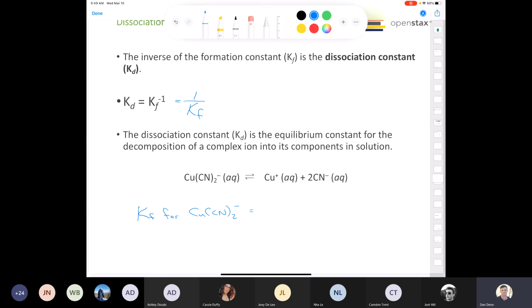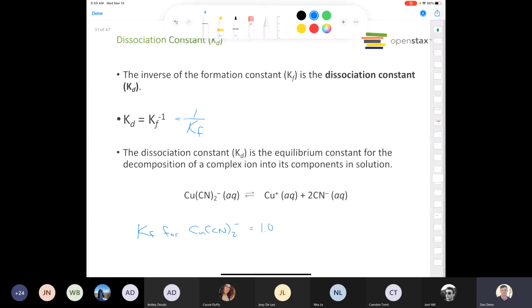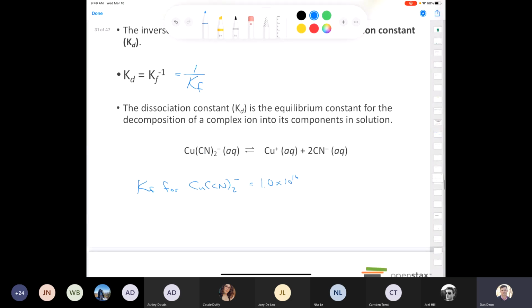for Cu(CN)2 minus 1 is equal to, go back here, 1 times 10 to the power of 16. That means that Kd is going to be equal to 1 over the Kf, which is going to be equal to 1 over 1.0 times 10 to the power of 16. If you take your calculator, hopefully by now you've learned how to use the inverse function. If you take 1 times 10 to the 16, you use the inverse function, you end up with 1.0 times 10 to the -16.